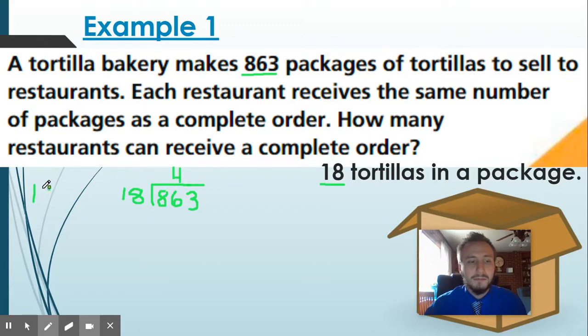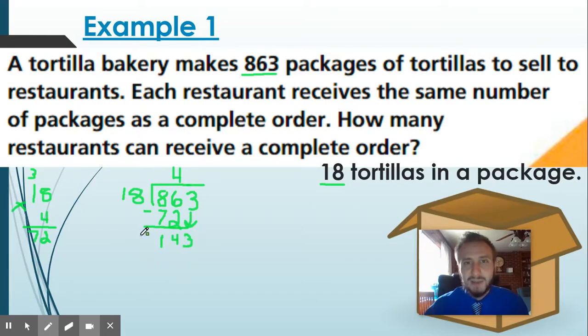Let's see how many. 18 times 4. 4 times 8 gets me 32. 4 times 1 is 4, plus 3 is 7. Well, 72 is pretty close to 86, so we'll keep it. So I write that there, and I want to subtract these numbers. 6 minus 2 is 4. 8 minus 7 is 1. Then I want to bring down my 3.